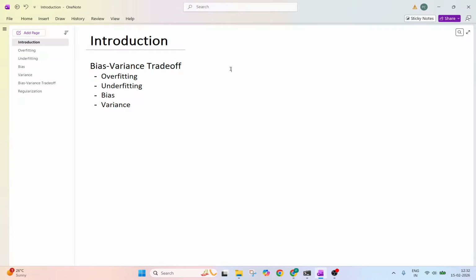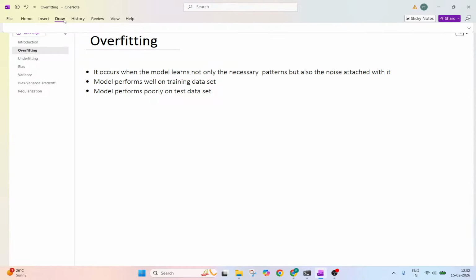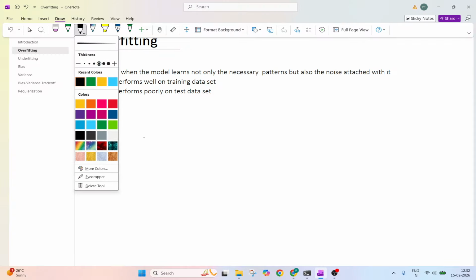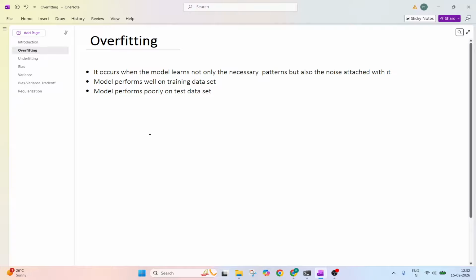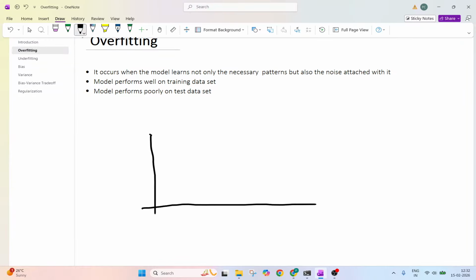All right. Great. So let's start with overfitting. Overfitting occurs when the model learns not only from the necessary patterns, but also from the noise attached with it. So what do I mean by that? Let's take a simple example. Let's say we have a scatter plot, something like this. And we have our points.